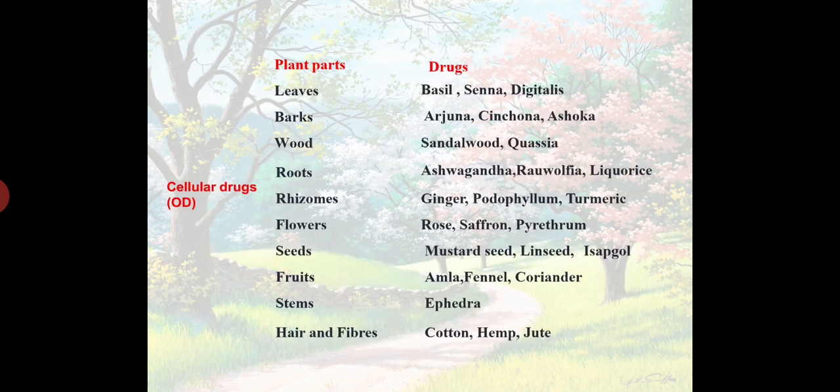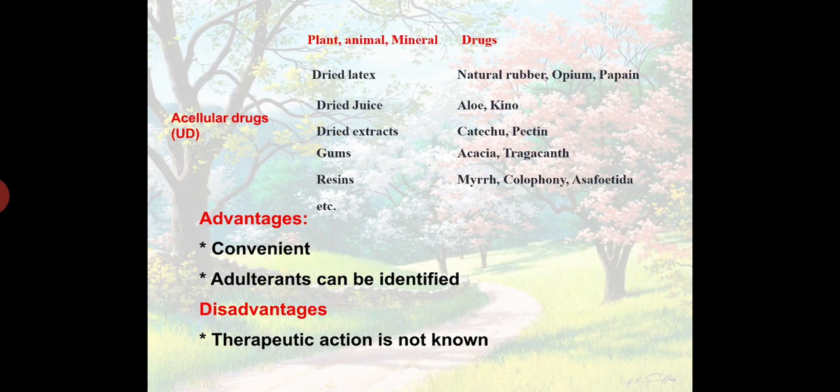These are the examples of cellular or organized drugs because cells are present in them. Like fruit of amla, fennel and coriander is used as a source of drug, and bark of arjuna, cinchona and ashoka. You can note other examples also. And these are the examples of unorganized or acellular drugs because cells are absent in them. Dried latex of opium and papain used as a source of drug, and dried juice of aloe and quinoa.